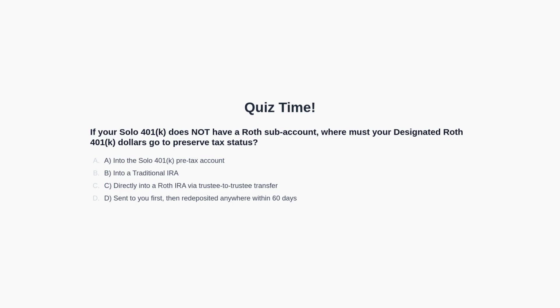Quiz time. Question: if your solo 401k does not have a Roth subaccount, where must your designated Roth 401k dollars go to preserve tax status? Options: A. The solo 401k pre-tax account. B. A traditional IRA. C. Directly into a Roth IRA via trustee-to-trustee transfer. D. Sent to you first and redeposited anywhere within 60 days. You may pause the video now to think about the answer. We will discuss the answer in the next section of the video.